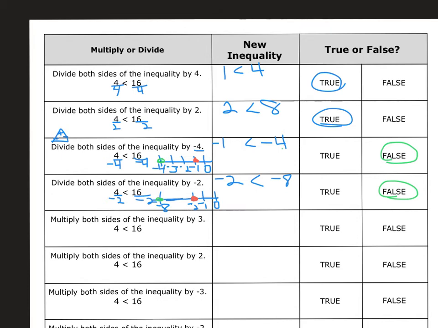Interesting. Multiply both sides of the inequality by 3. 4 times 3 is 12, and 16 times 3 is 48. Is 12 less than 48? That's true. Multiply both sides of the inequality by 2. 4 times 2 is 8, and 16 times 2 is 32. Is 8 less than 32? That is true.